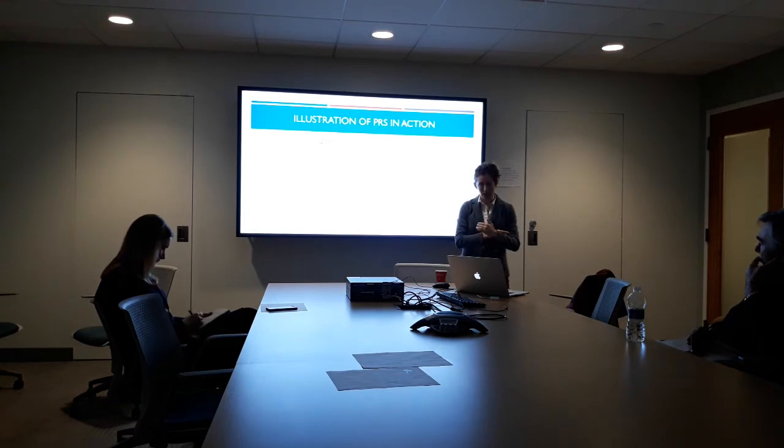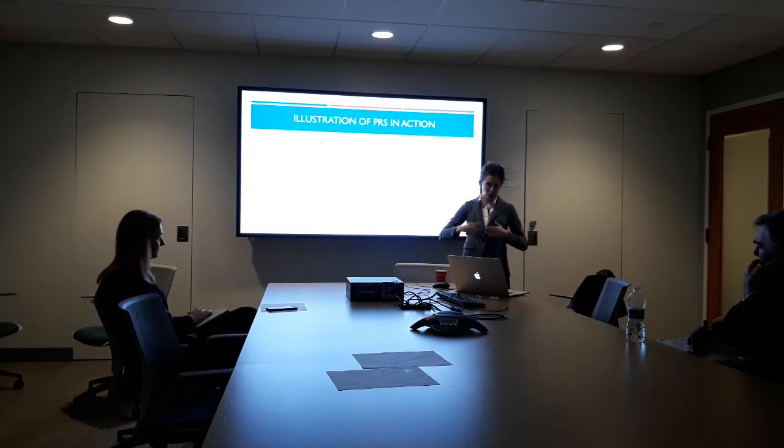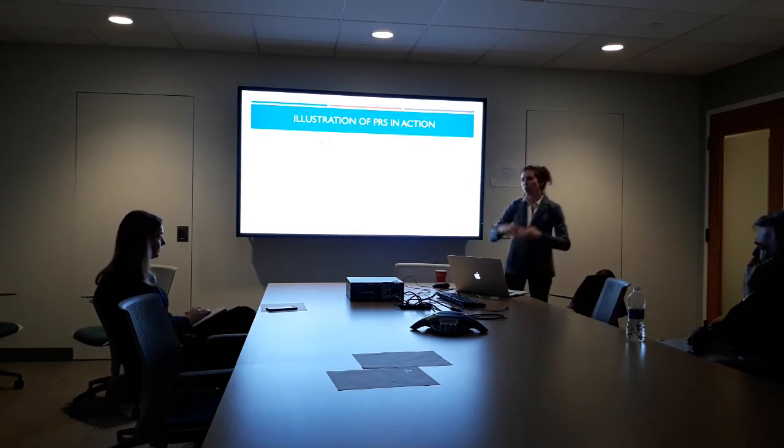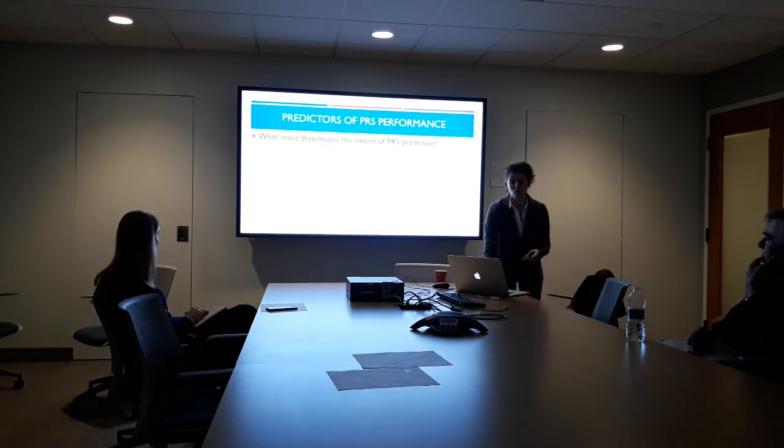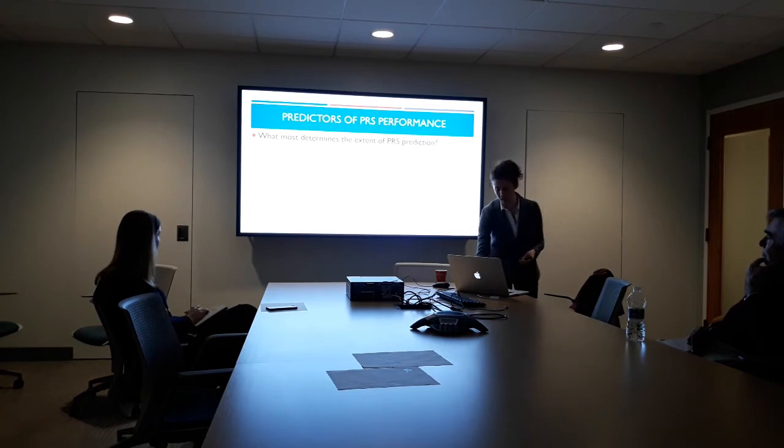Generally, the larger the sample size, and if a disease isn't, well, I guess it depends. But the larger the sample size, you will see a greater amount of variance accounted for in a given outcome, which I'm going to talk about in a second. So what most determines the extent of PRS prediction? Sample size, as I just discussed.